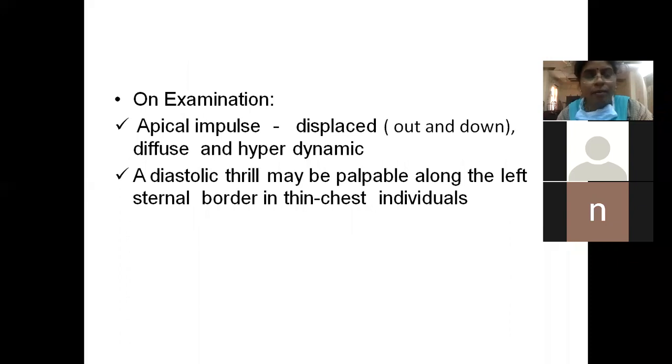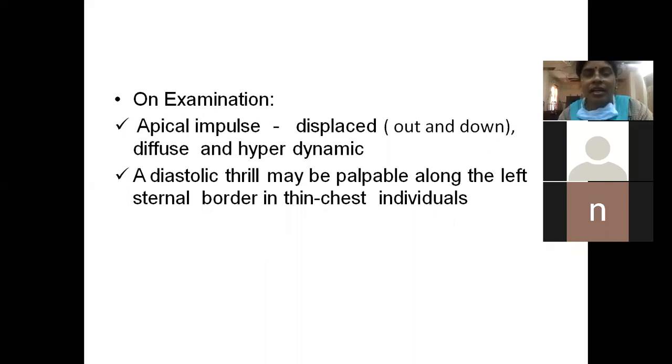What's the normal area of the apical impulse? It is in the fifth left intercostal space, half an inch medial to the midclavicular line. Here, what happened to the left ventricle? The left ventricle is enlarged, that is, there is hypertrophy of the left ventricle or chamber dilatation. The dilated left ventricle gives the appearance of an out and down apical impulse.